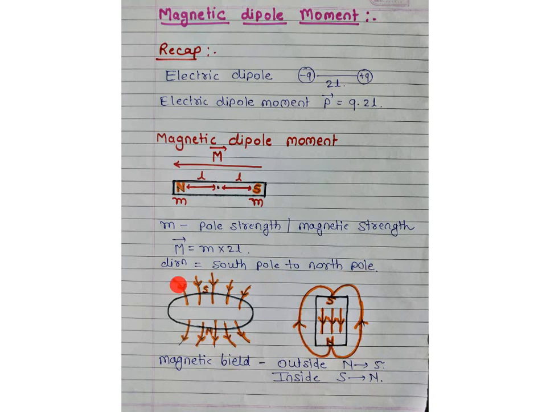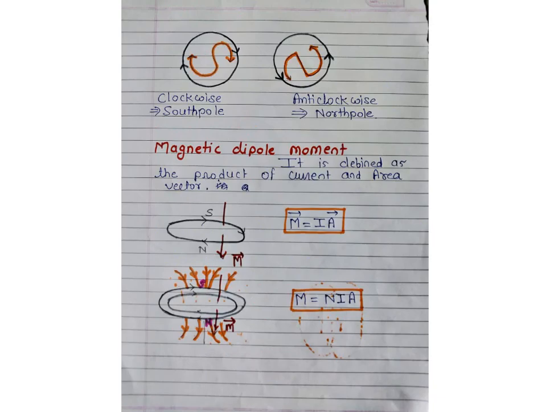Here there is a direction of south to north, and that is the magnetic field. When the magnetic field is outside, the direction is always from the north pole to the south pole. But inside, the magnetic field goes from the south pole to the north pole. So clockwise is the south pole, and anti-clockwise is the north pole.